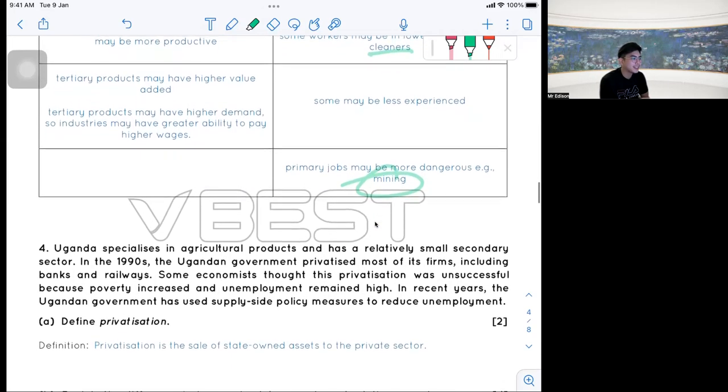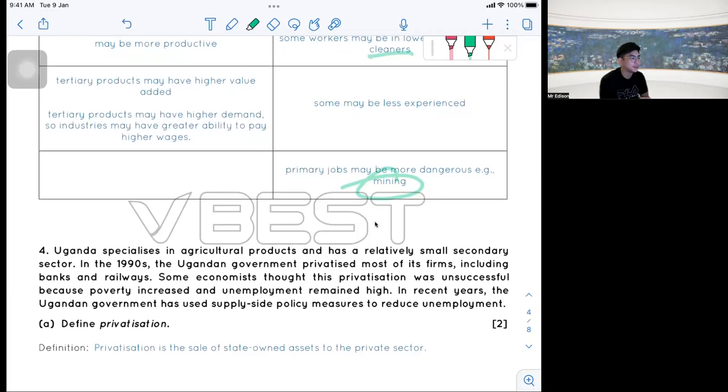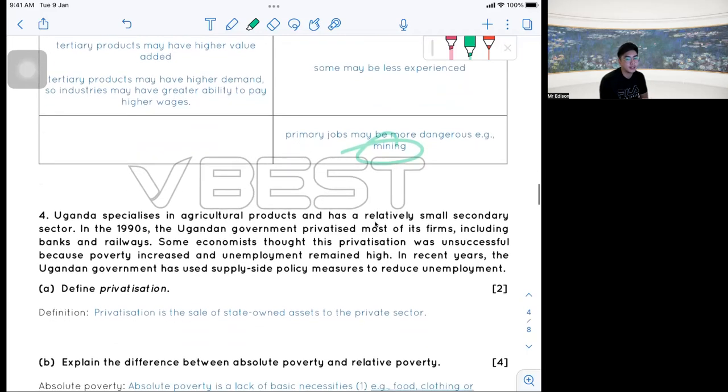Exam. So for number 4, we have this one, privatization. So privatization, and again definition. Privatization, make it private. Okay, from a state-owned company to become a private company. But based on the definition here, it's not only firms, it can be assets as well.